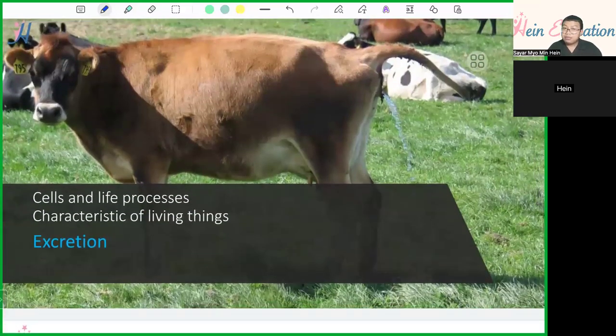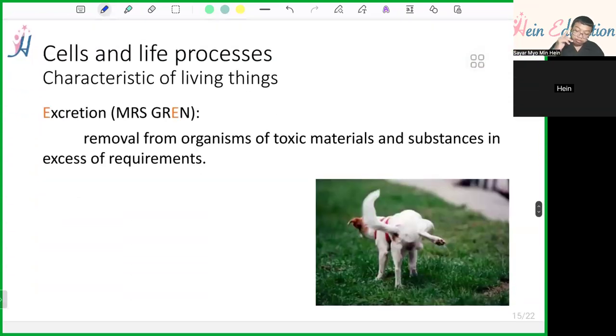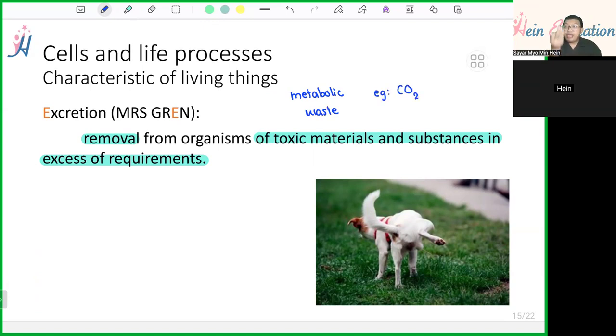For this, some students may be confused about excretion and egesting, right? Excretion is the removal from an organism of toxic material, or substances in excess of requirement, which means we are removing metabolic waste. A very good example of metabolic waste would be carbon dioxide. We breathe out, or exhale, carbon dioxide, which is removing metabolic waste.